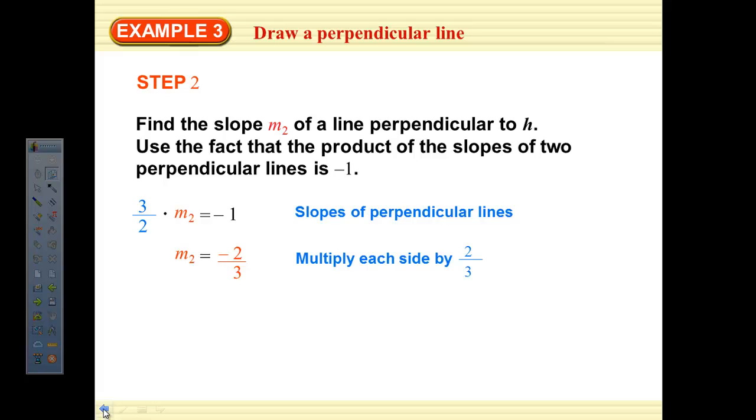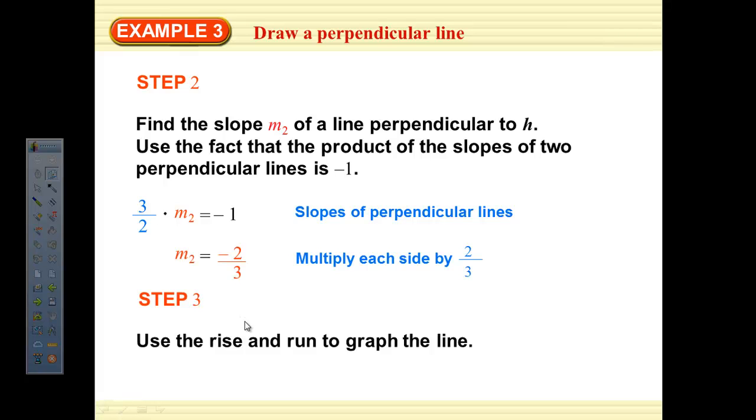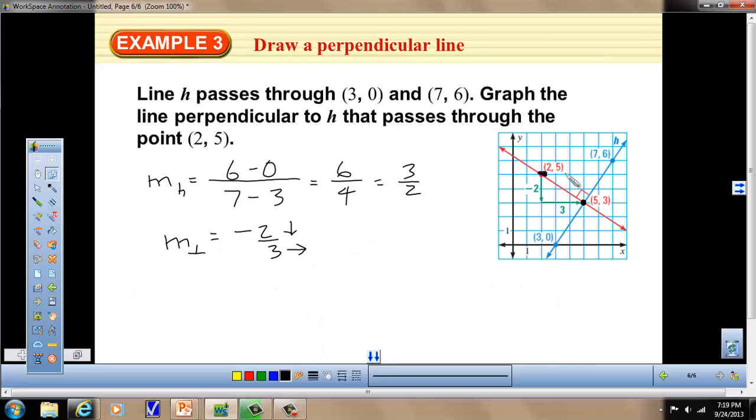So again, like I said before, you'd basically pick this point, since that point has to be on the line, and then use the slope to find the second point.